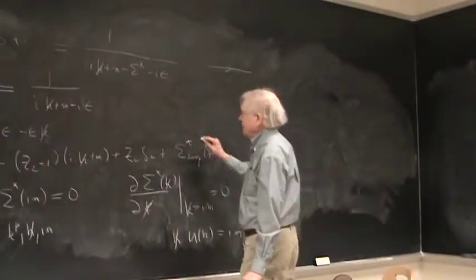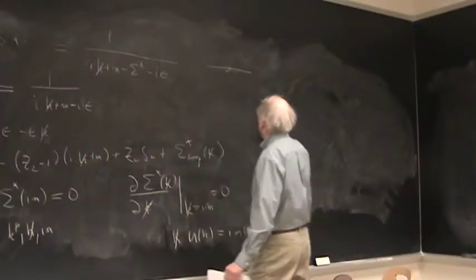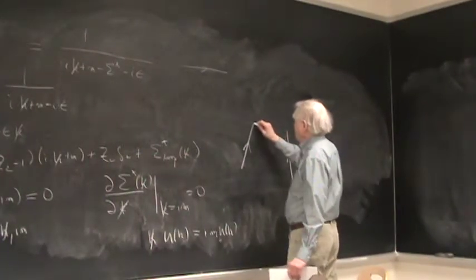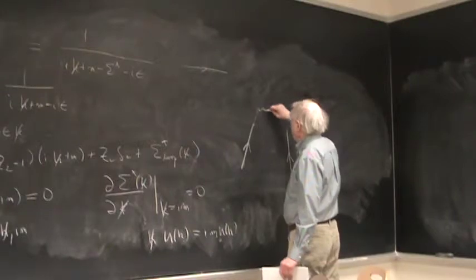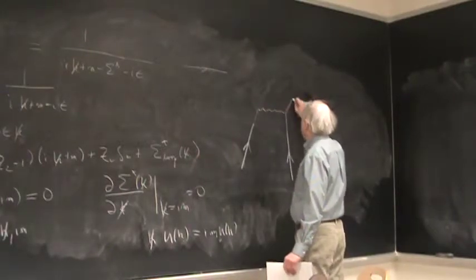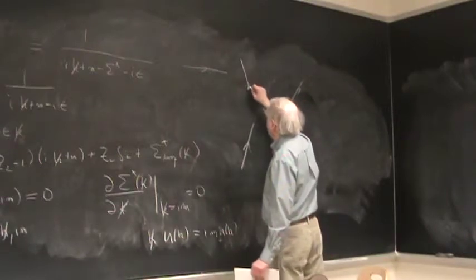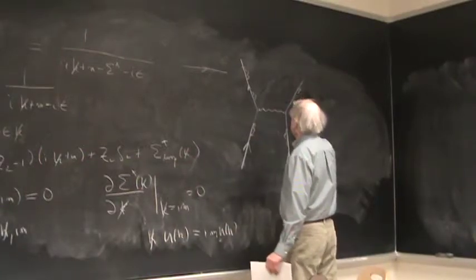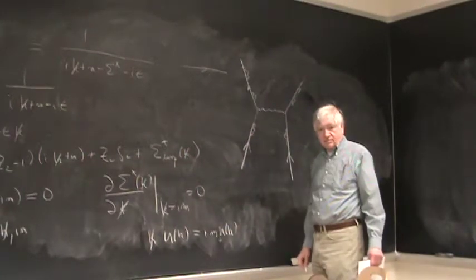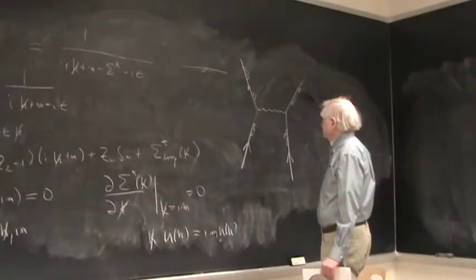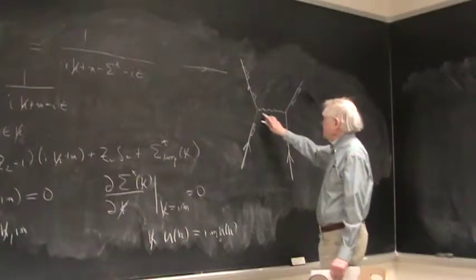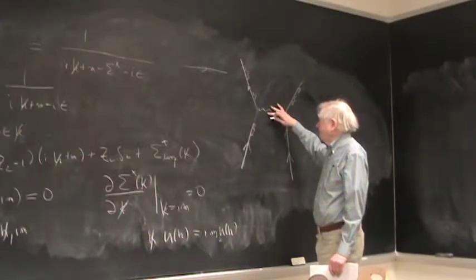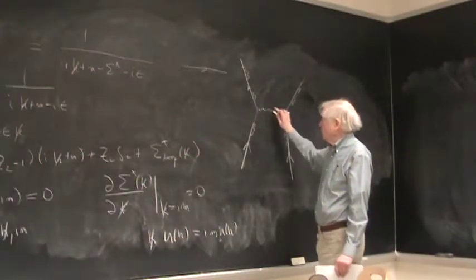So in other words, if you have a diagram where, let's say, an electron is coming in, another electron is coming in, and say it exchanges a photon, goes out. Well, corrections here, all of these we can ignore. And if this photon also was on the mass shell, we could ignore the corrections to the photon.